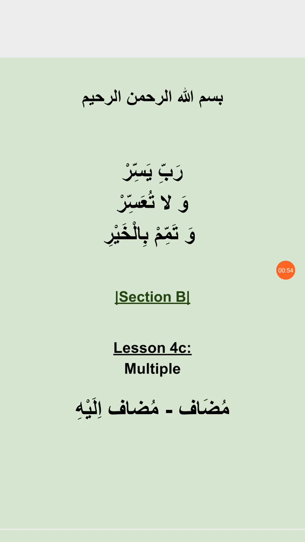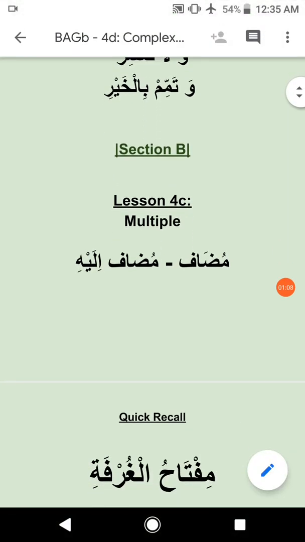Okay, so let's begin our lesson about the multiple Muzaff and Muzaff Ilaih fragments, or the complex Muzaff and Muzaff Ilaih fragments. Alright, so Rabbi Yasir, Wala Tu'asir, Watamin bil Khairi, Amin Ya Rabbal Alameen.